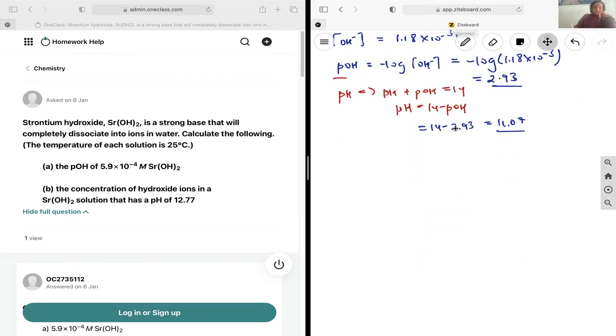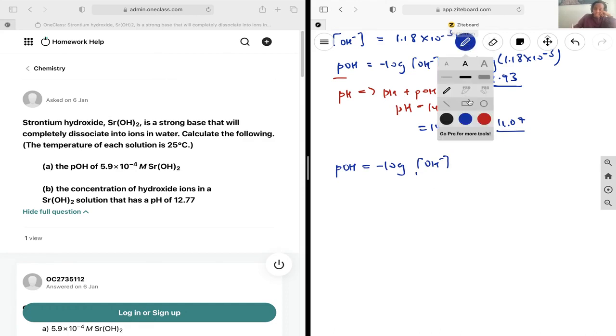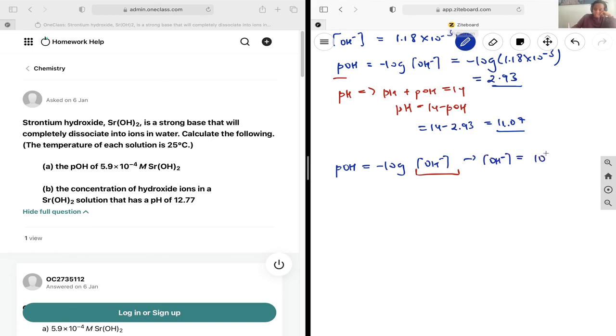Okay, for our next question, we want to find the concentration of hydroxide ions in a strontium hydroxide solution with a pH of 12.77. So we're going to be making use of the same equation. First off, we know that, as stated before, pOH is equal to the negative logarithm of the OH concentration. But in this scenario, we're trying to find the concentration. And so we just note that we're isolating this. In order to go about that, the equation would become that the concentration of OH ions is equal to 10 to the power of the negative pOH.